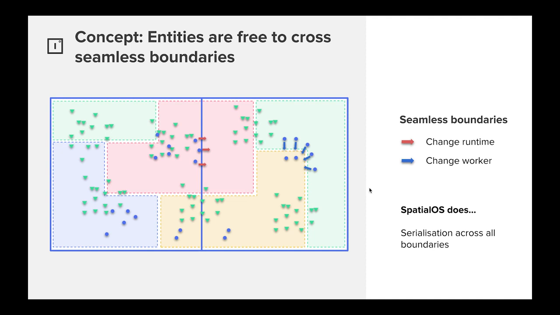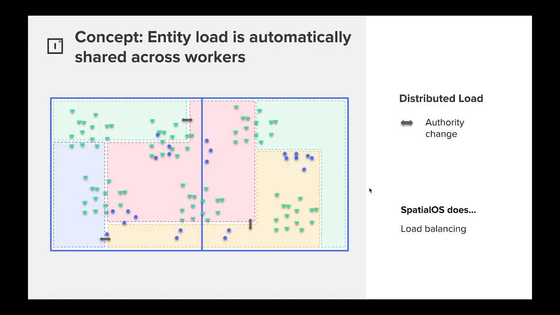Firstly, those boundaries are seamless. Entities are completely unaware when they walk across a worker boundary or a runtime boundary. You've never had to write special edge case code covering what happens when worker A loses authority to worker B. Obviously, as entities move around, the load that they take with them moves with them as well. So we have load balancing strategies that allow the workers to change as well. So it's a proper fluid environment.